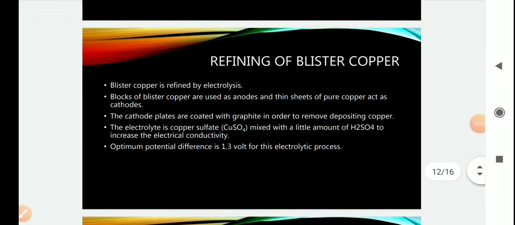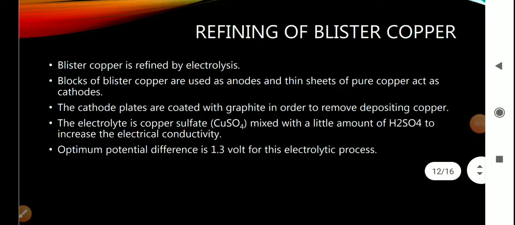In this case we use electrolysis. In this electrolysis we use blister copper as anode and pure copper as cathode, and as electrolyte we use copper sulfate solution with a little amount of sulfuric acid. Then we supply some electricity.